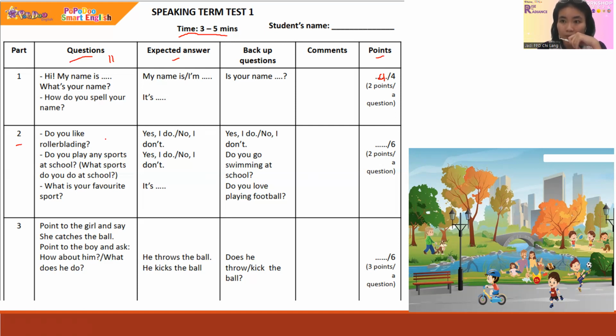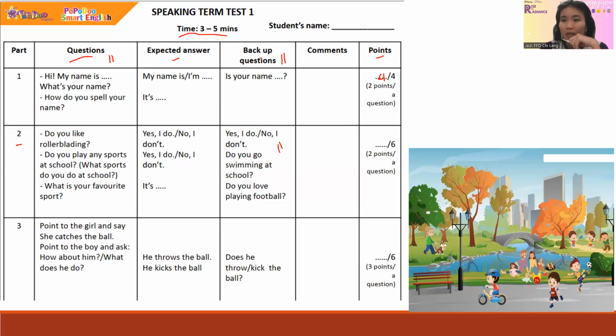After 5 seconds, if the student cannot answer the question, you ask them the backup question here to make it easier for them to answer. For example, like, do you like rollerblading? Yes, I do, or no, I don't. And the student can answer the question. And if the student answers the question relying on the backup question here, you need to minus the points of this question. You cannot get 2 points for this question because you have to ask them the backup question.